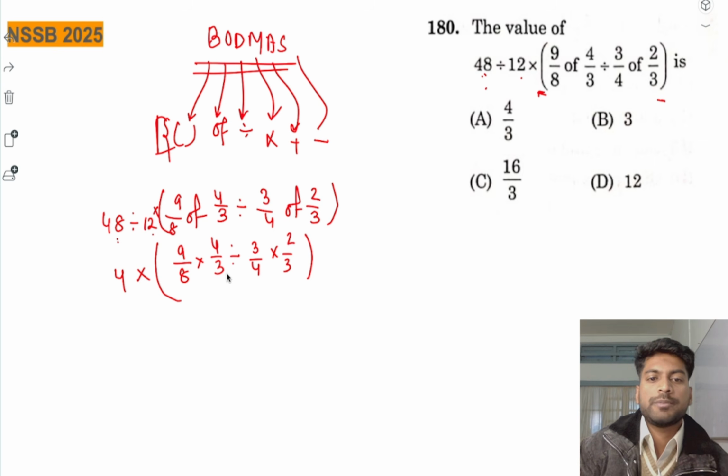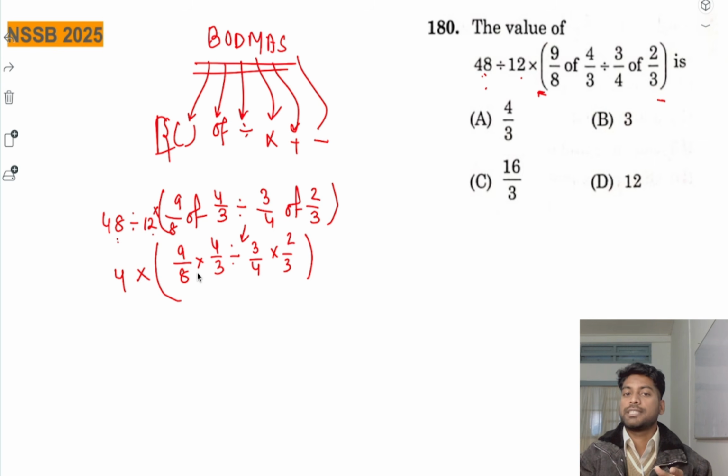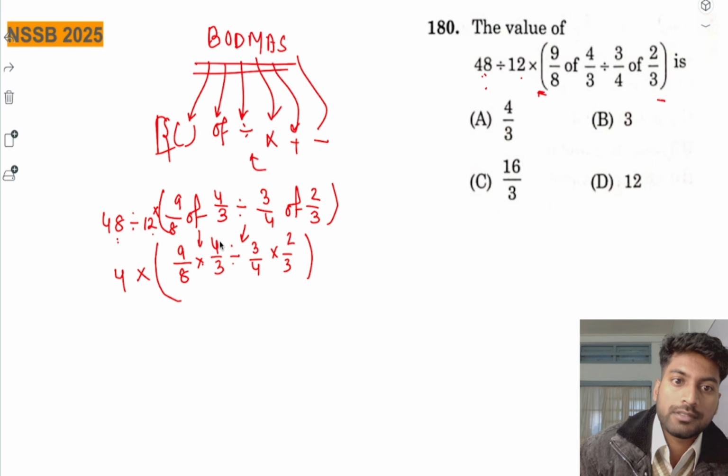Now you must be thinking, sir, do this division work first. No, you can't do that. Though division is before multiplication, no. This multiplication came through 'of'. Of means we have to multiply. So you have to do the work.